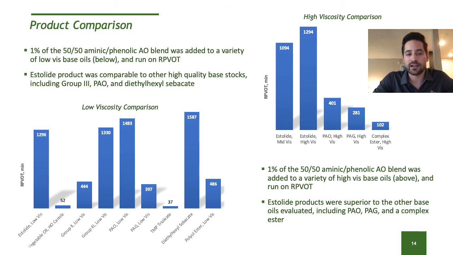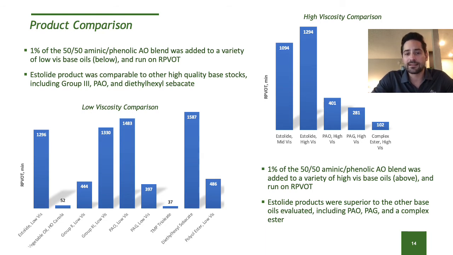These are all low viscosity products, and as you can see, the Estolide product was really comparable to the other high quality base stocks, group 3, PAO, the saturated ester diethyl hexyl sebacate. So the Estolide product performed very well.